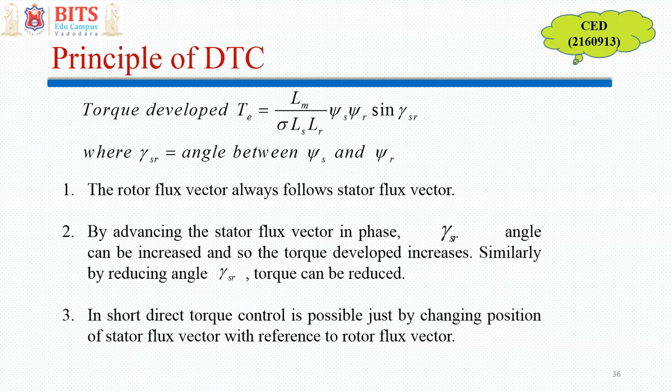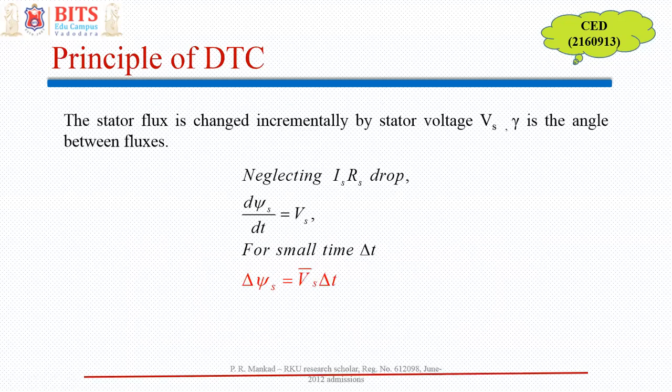So how is it done? This is the KVL equation of any phase, right? Vs is equal to Is Rs plus d by dt of psi s. Psi s is nothing but the flux linkage, N phi, which is equal to Li. So if I neglect the resistance drop, what do I get? Vs is equal to d psi by dt, right?